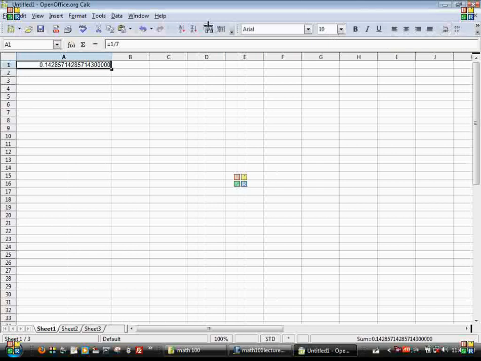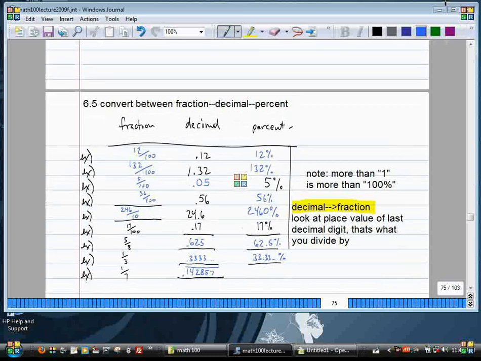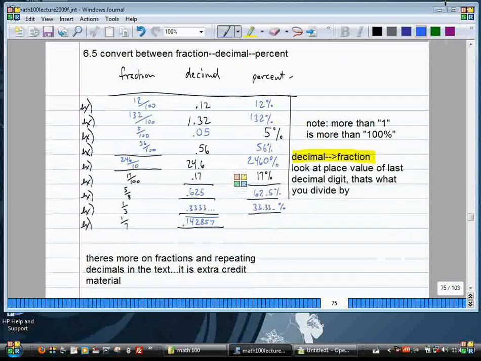All right. Well, you know what? The spreadsheet failed. We know what it's supposed to do. It's 142857. It stopped calculating it for a reason I don't know. Okay, but there you go. So 1/7 is a really fun fraction. There's a little more about fractions and repeating decimals in the text. I'm going to leave that as extra credit material. Isn't it like 14.2857 yada yada percent? Yes.